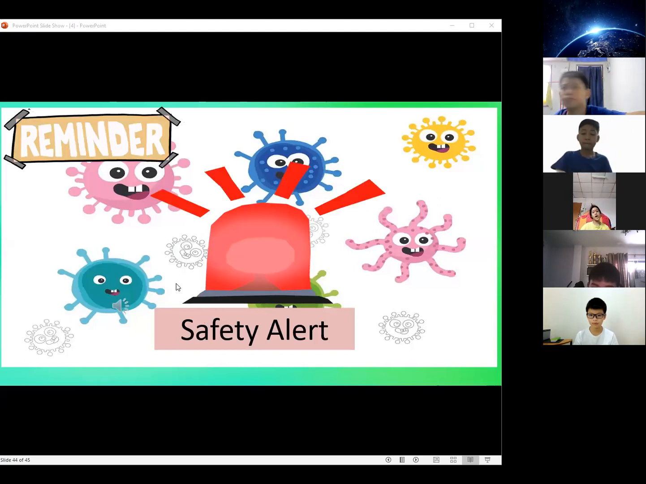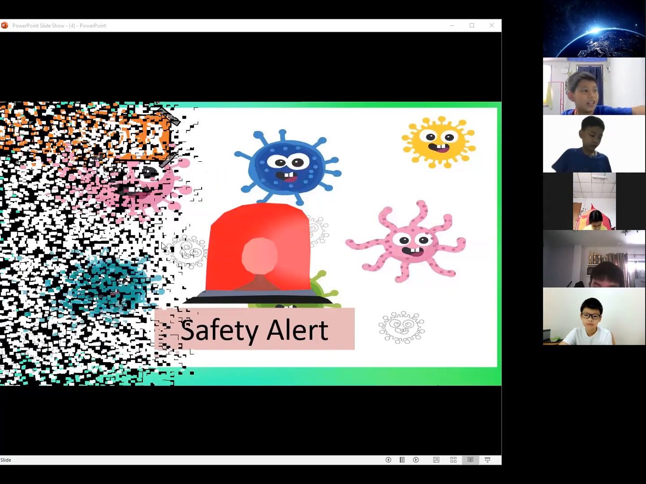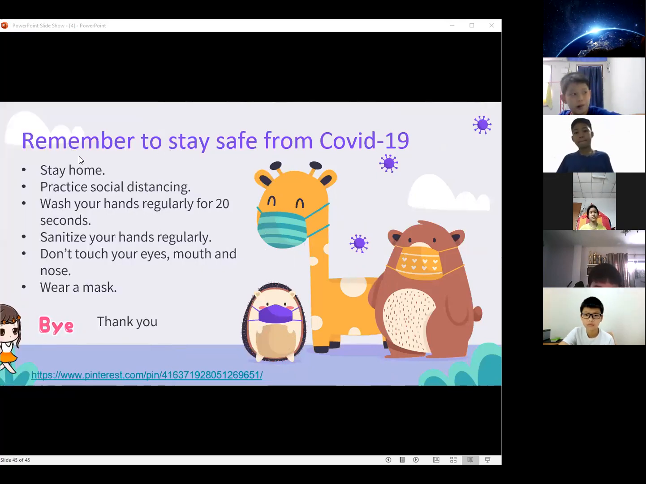Safety alert again for COVID since we're still under this pandemic. Please remember to follow these guidelines. You need to stay home if possible. If it is very necessary to go outside, we need to practice social distancing, wash and sanitize our hands regularly, and not touch our eyes, mouth, and nose. And last one, very important: wear our mask properly.